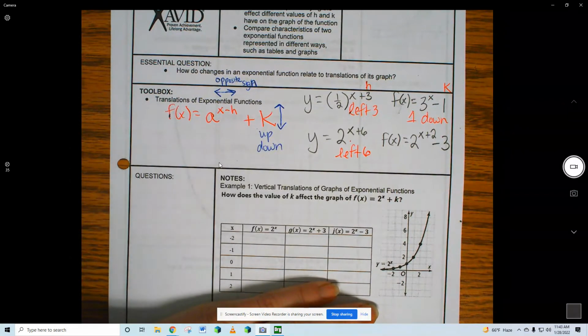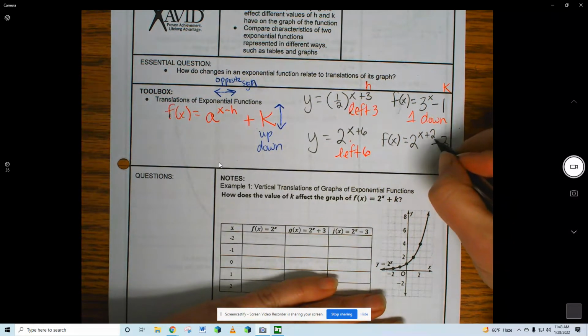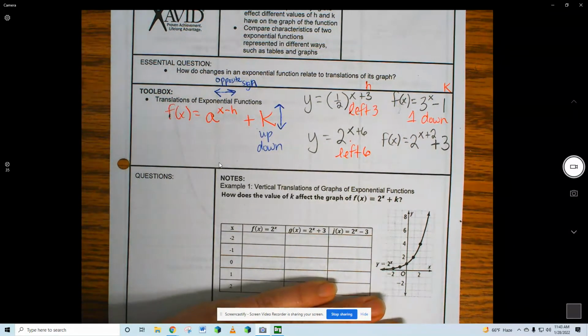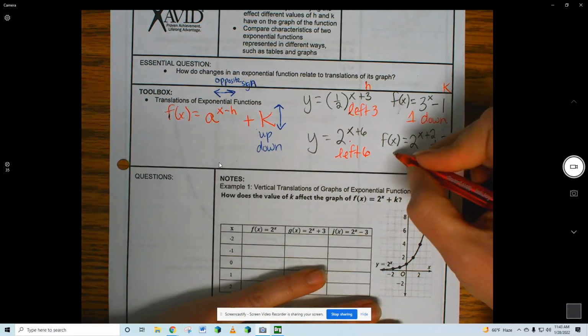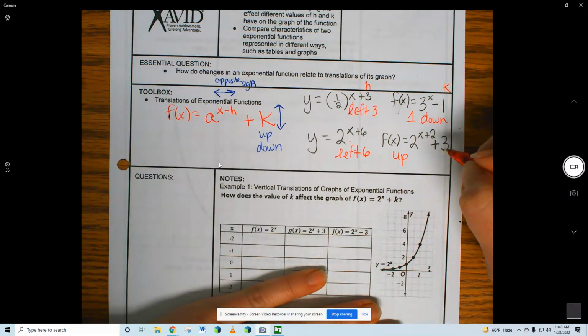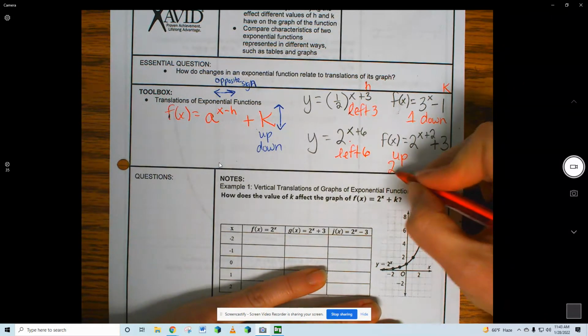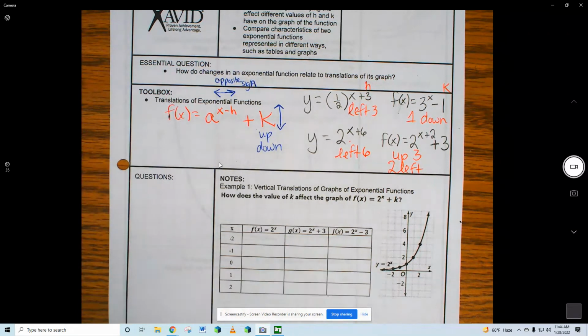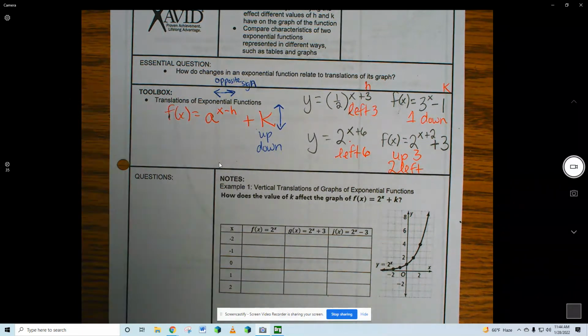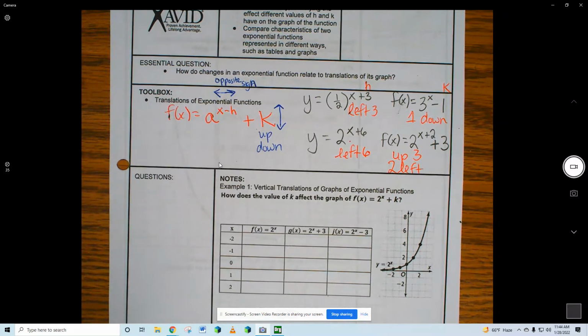And look at me. We're changing it. We're making this a plus 3. So if it's a plus 3 at the end, what's that? 3 up, and then it would be 2 to the left. Hold on. 2 to the left and up 3. It's a combo problem. Did you see that 2 up there? Yeah. So, an h, which is the horizontal, opposite sign. A k.